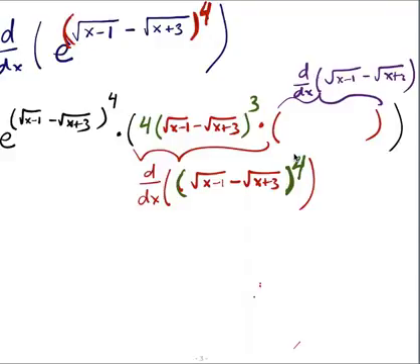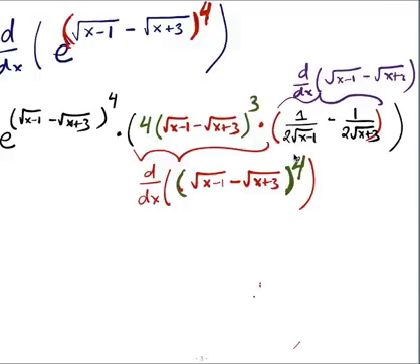Okay, so what is the derivative of square root of x minus 1 minus square root of x plus 3? And then minus 1 over 2 square root of x plus 3, right? So what do you guys think? Is that okay?